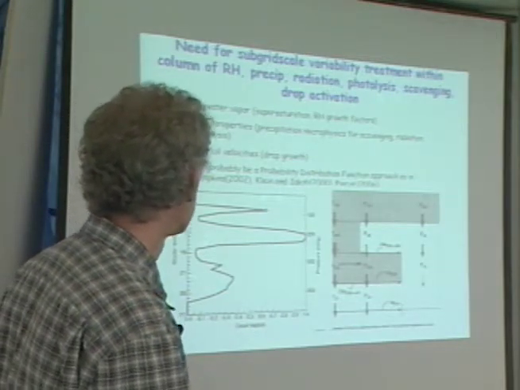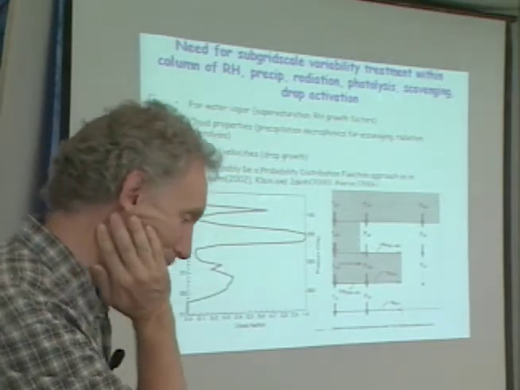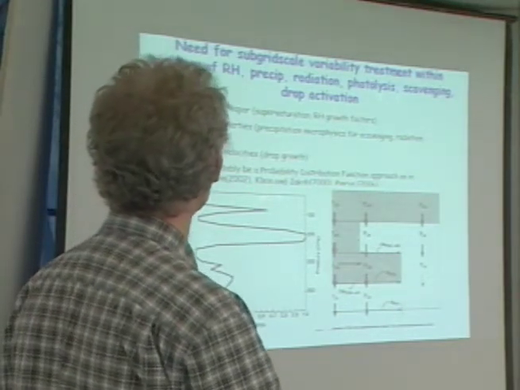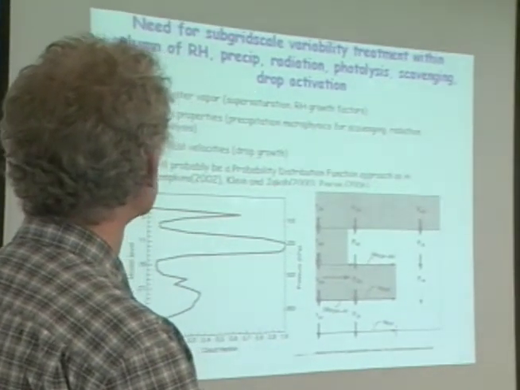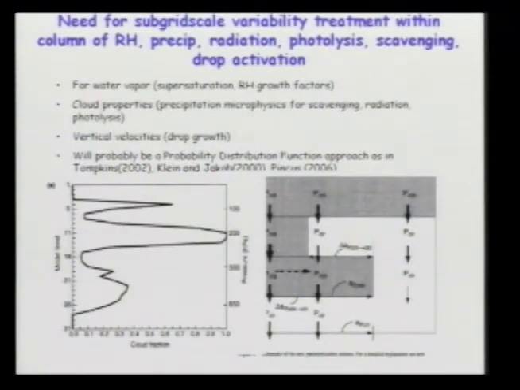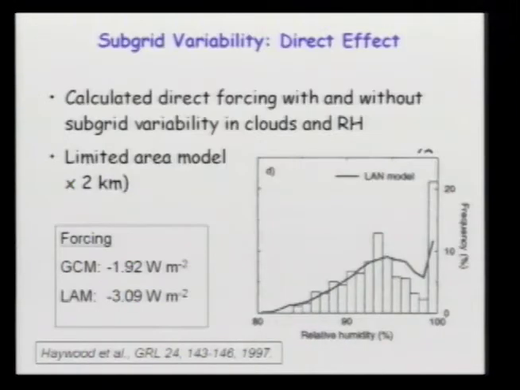And there are a number of groups around the world who have begun to try to represent this subgrid scale variability. Many of them are working in the context of what are called probability distribution function approaches. The first ones were by Adrian Tompkins, who did it, I think, for water vapor only. Steve Klein and Christian Jakob then examined the influence of this on cloud microphysics, and Robert Pincus on radiative transfer.